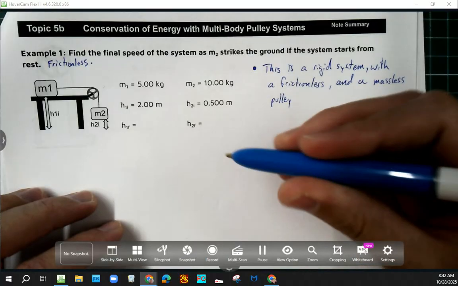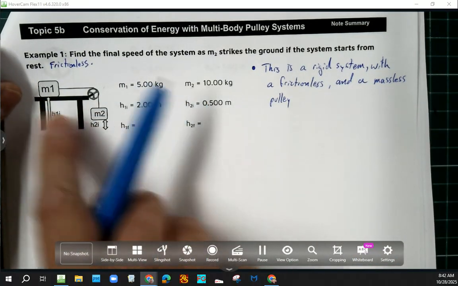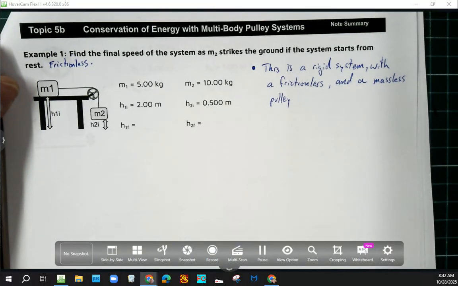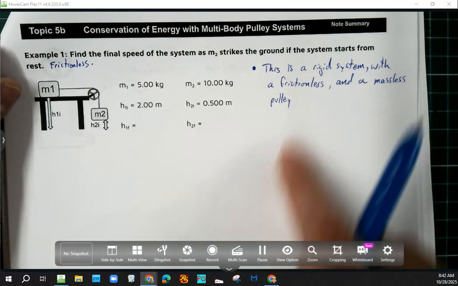All right, let's try that again. So we've got a system with two masses, mass 1 and mass 2. Mass 2 is hanging. Mass 1 is free to slide on a tabletop. We're going to say that the system is a rigid system, which means that the rope is unstretchable. We're going to say that it's a frictionless tabletop.